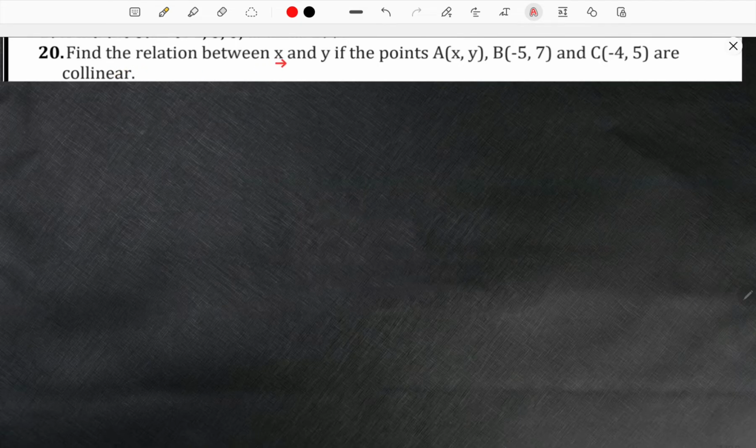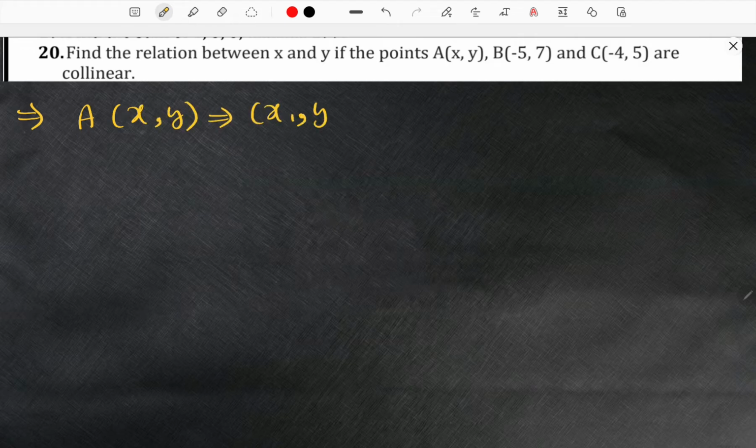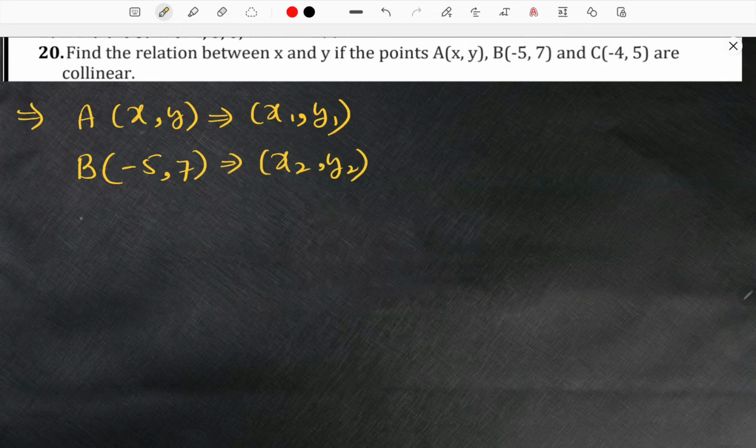Find the relation between x and y if the points A (x, y), B (-5, 7) and C (-4, 5) are collinear. So what is the first point? The first point is A, which is (x, y), and let me compare it with (x1, y1). Second point is B, which is (-5, 7), and let us compare it with (x2, y2), and third point is C, which is (-4, 5), which is compared with (x3, y3).